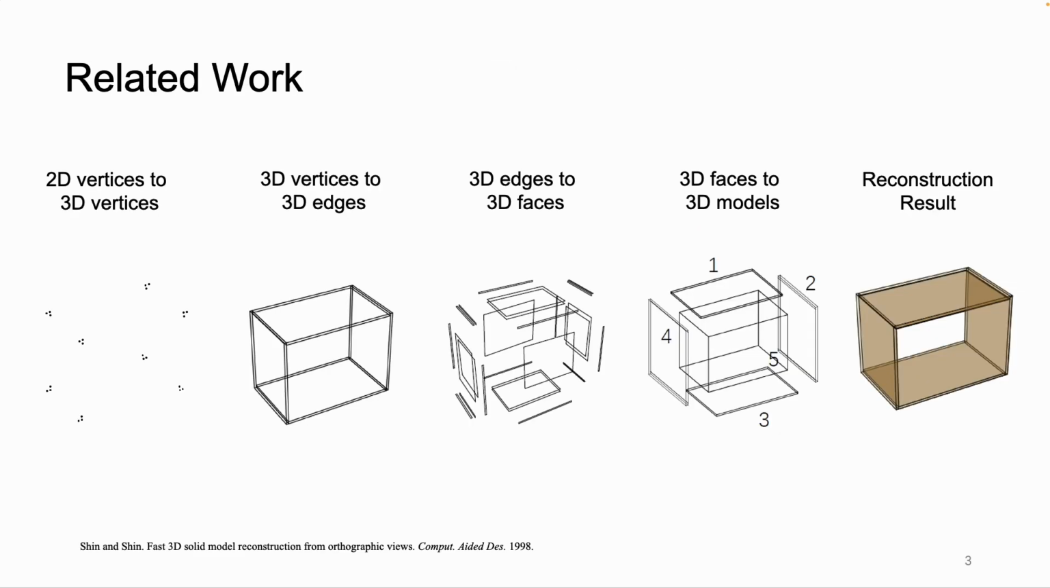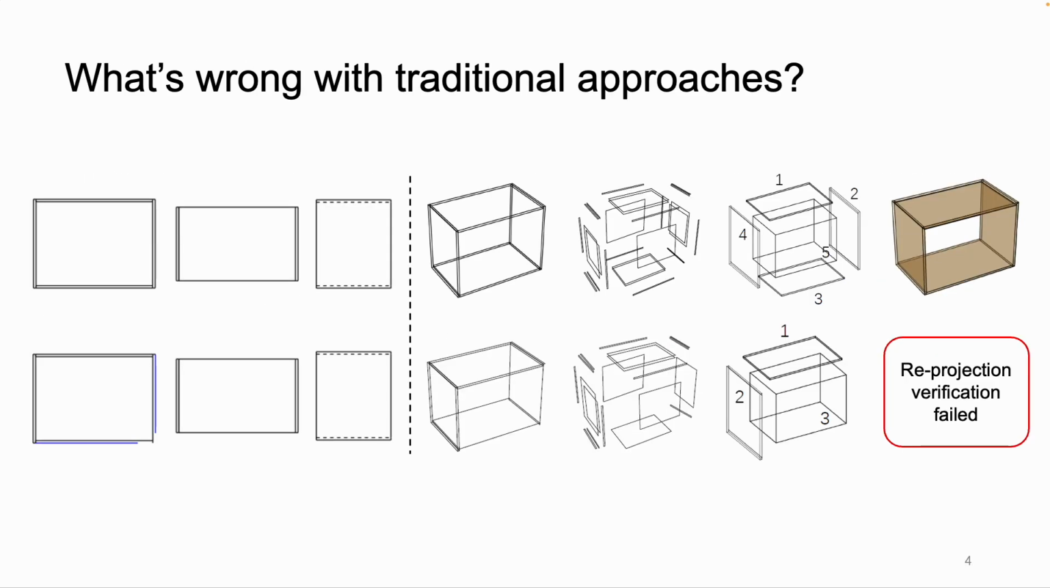Over the past few decades, 3D reconstruction from 3 orthographic views has been extensively studied. Almost all existing methods follow a bottom-up approach that consists of several key steps. First, generating 3D vertices from 2D vertices. Second, generating 3D edges from 3D vertices. Third, generating 3D faces from 3D edges. Fourth, generating 3D models from faces. These methods guarantee to find all solutions that match input views.